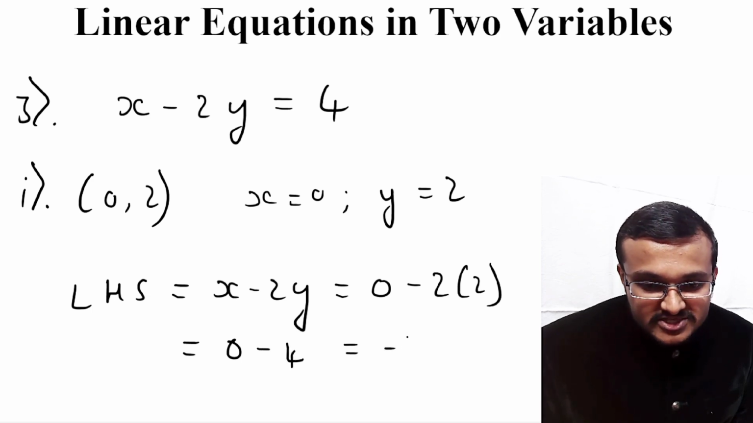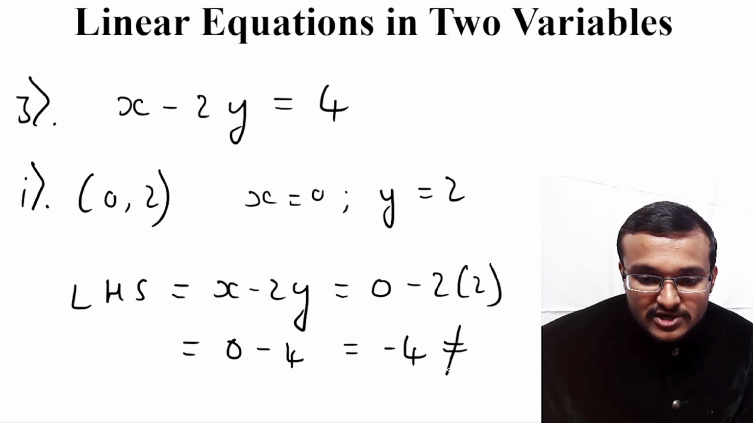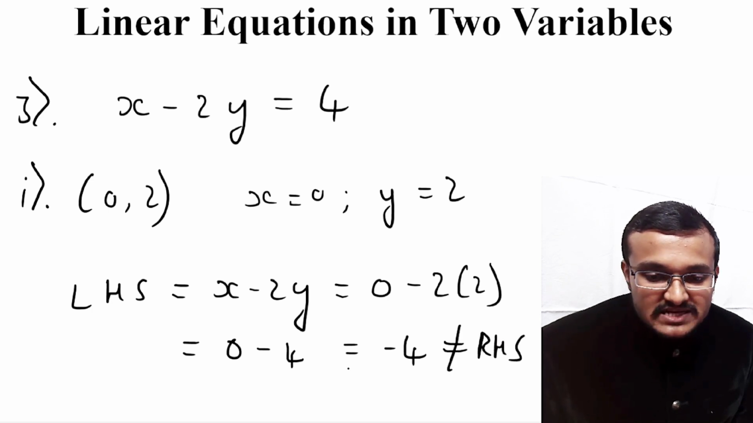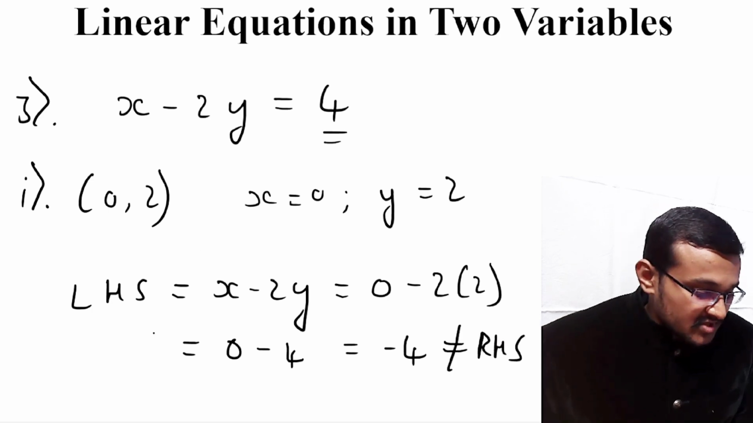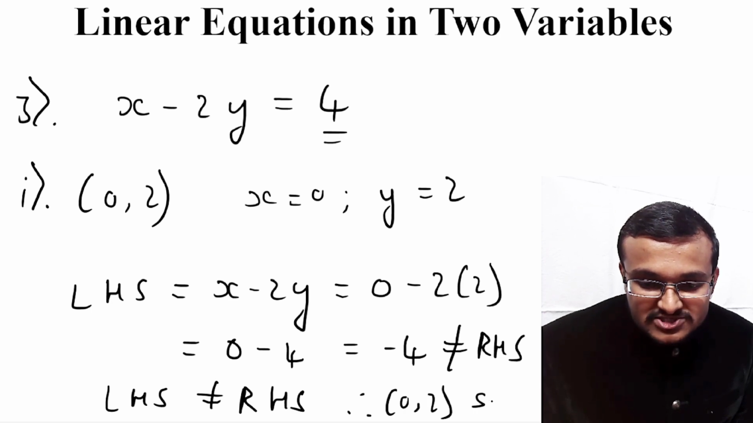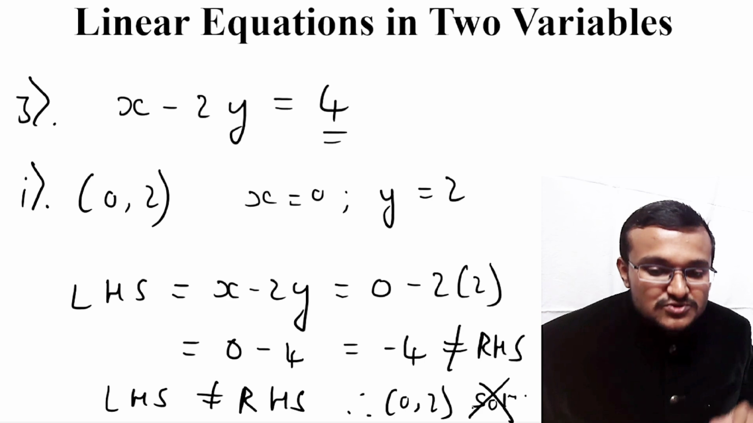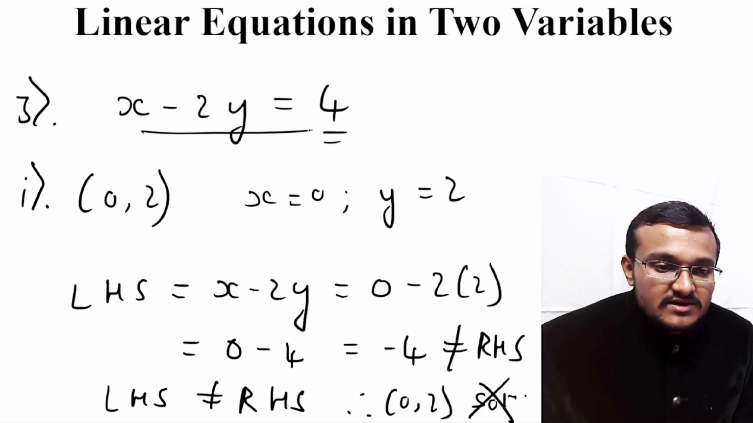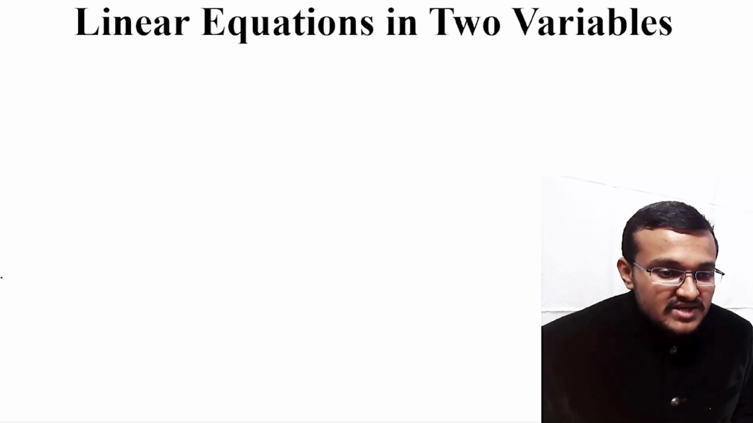So 0 minus 4 is minus 4, which is not equal to RHS, because in RHS we have plus 4. So that means here LHS is not equal to RHS. Therefore (0, 2) is not the solution. So (0, 2) is not the solution for this particular question which they have given.